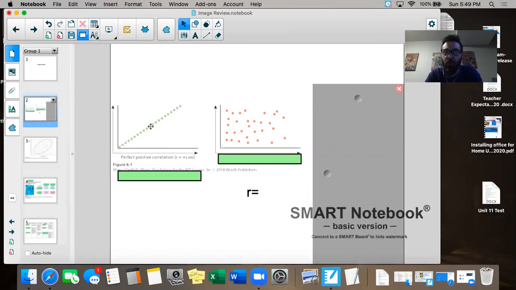If we're looking at this one here and you get little dots all over the place, it's not going to be positive, and I hope you say it's not going to be negative. What would we call it? Ideally, your answer would be zero correlation, no relationship.